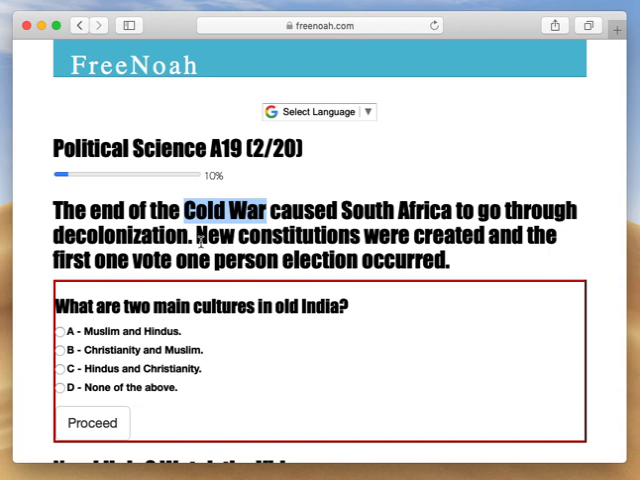But at the end of the Cold War, these states begin to create new constitutions, form some form of democracy, have some type of nationalism, and they're growing.